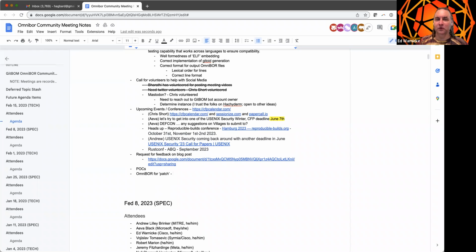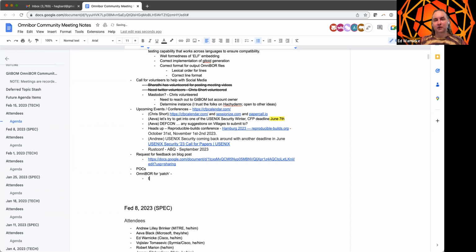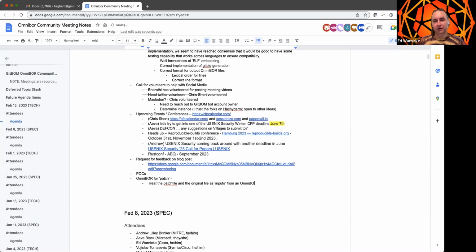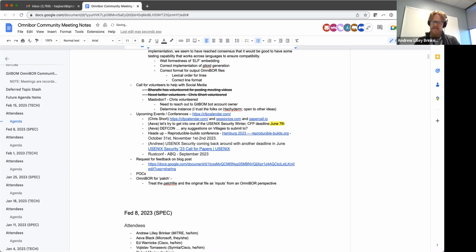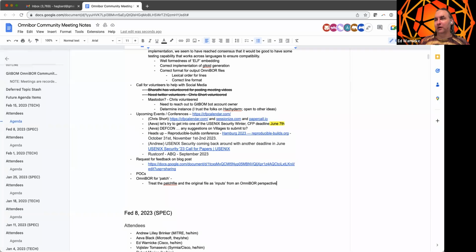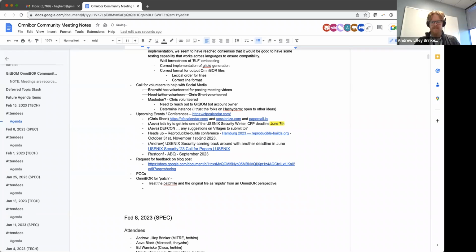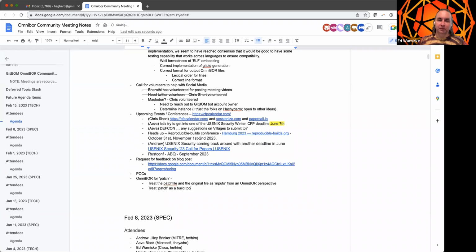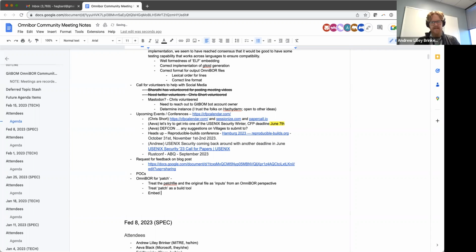The first idea that came to mind for me was to treat the patch file and the original file as inputs from an OmniBOR perspective. And when you say patch file, you mean like a Git generated patch file? Exactly, generated by Git or diff or one of those things. Yes. But treat patch as a build tool, because it takes those inputs and outputs the resulting file, the modified versions of the file.